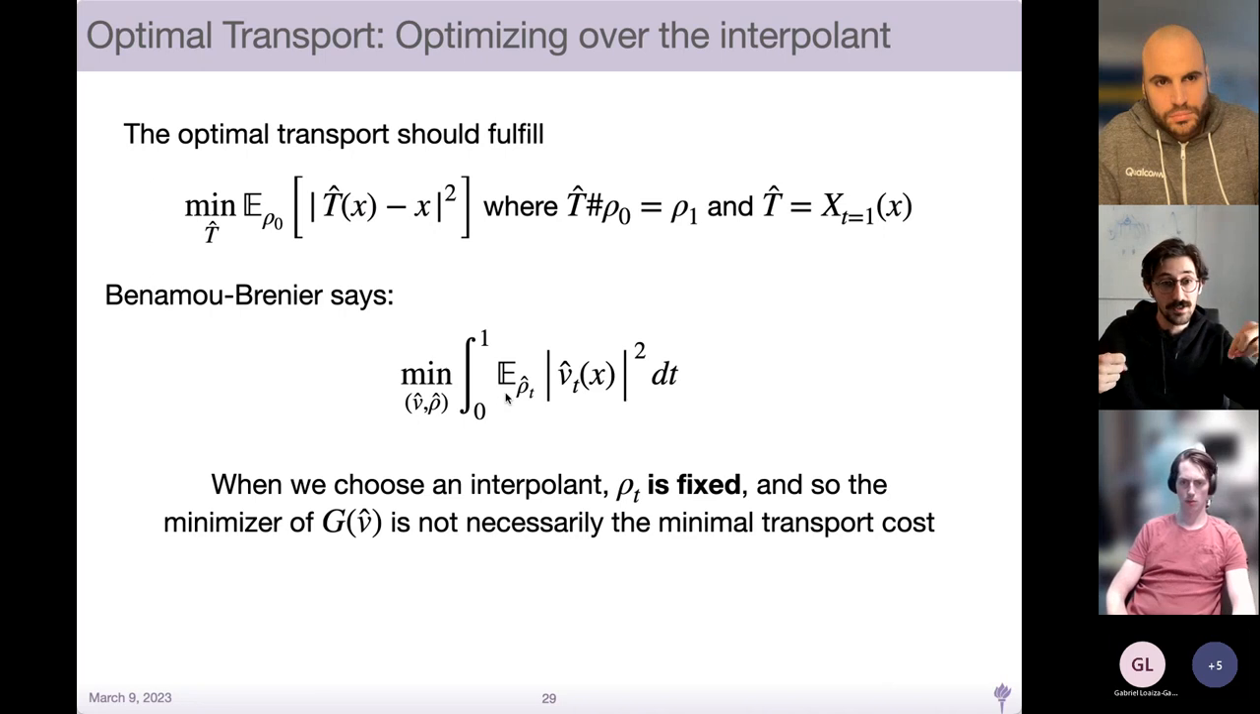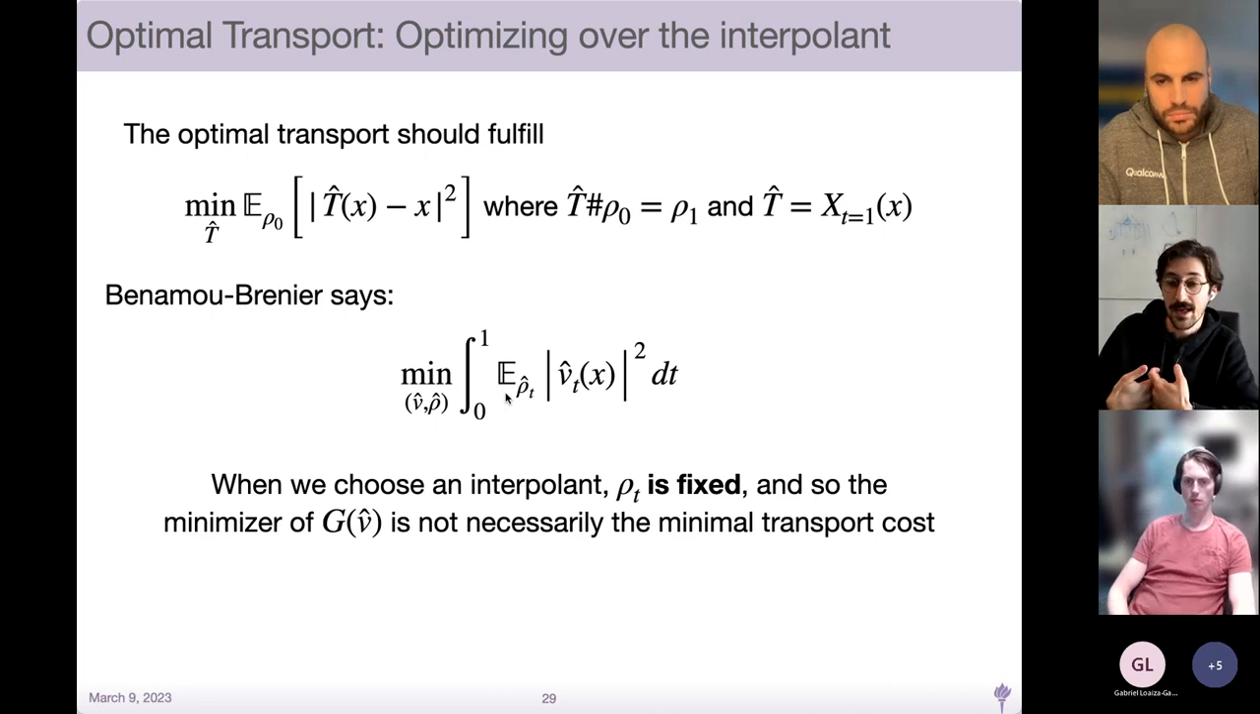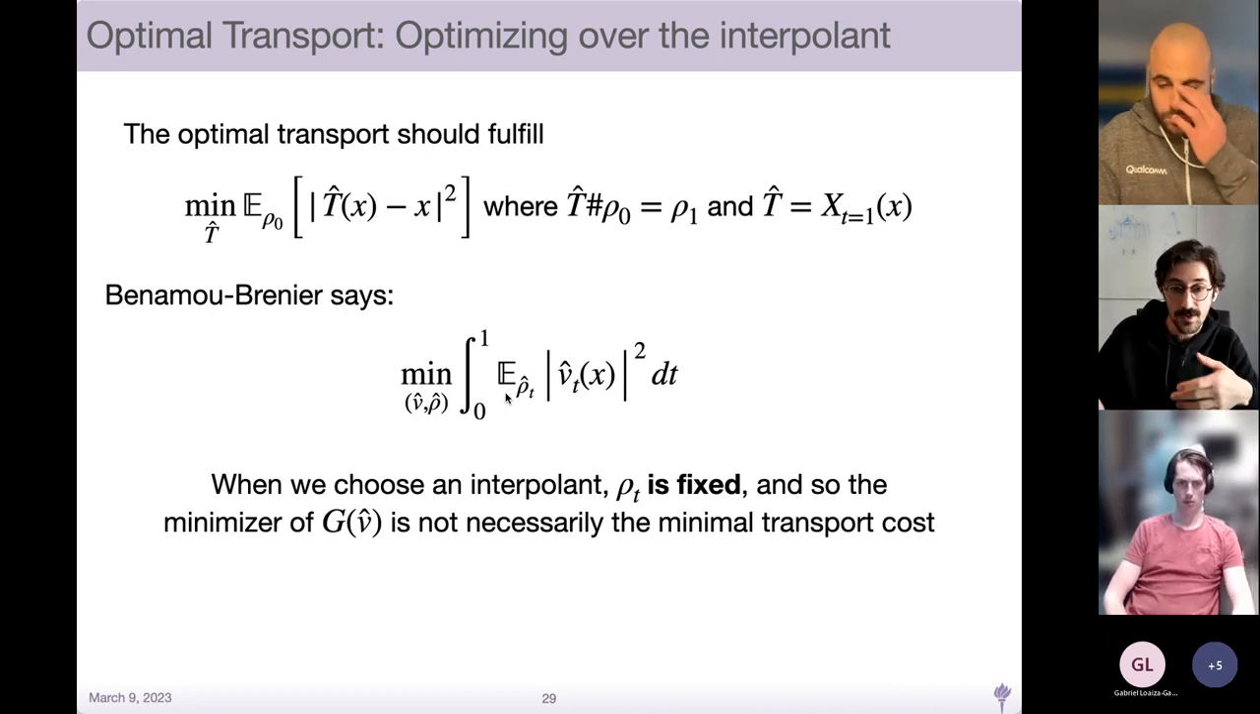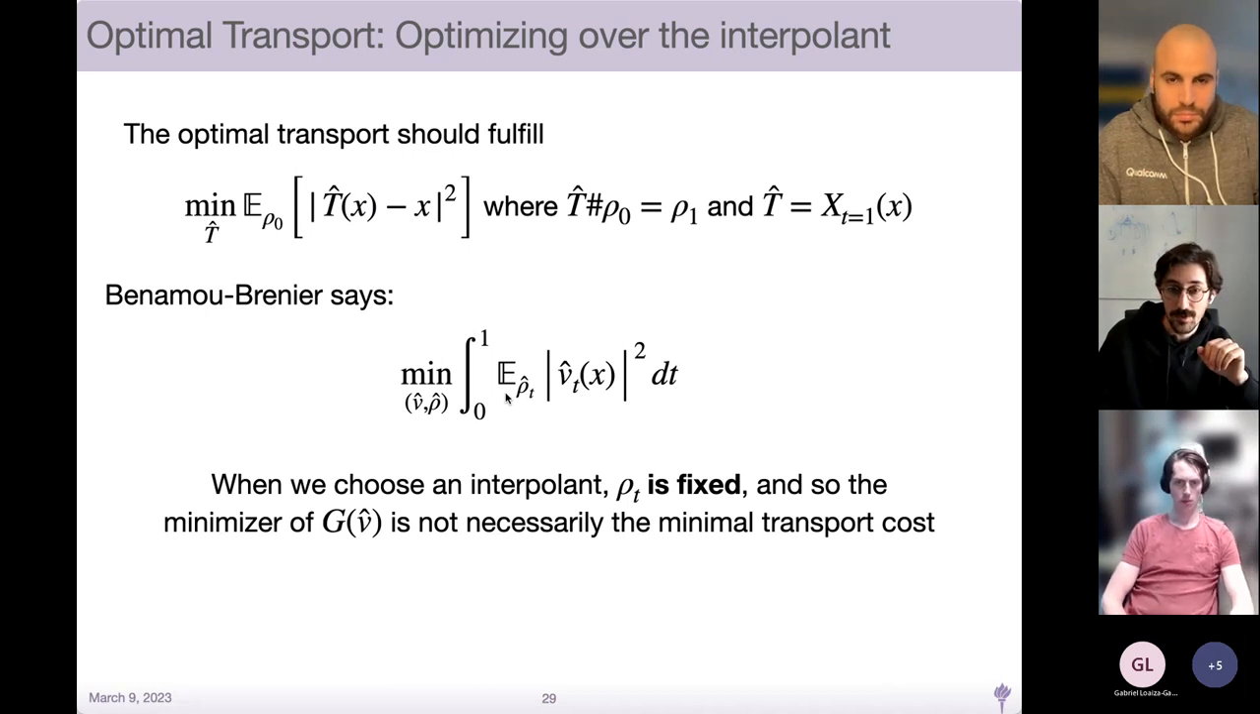I choose an interpolant function. That is going to choose what path in the space of measures I take with respect to the interpolant density, rho t. Okay, so a fixed interpolant fixes rho t. And that means we're not necessarily minimizing the cost. We need to ask, what do we need to change to minimize the optimal transport cost here in the objective?